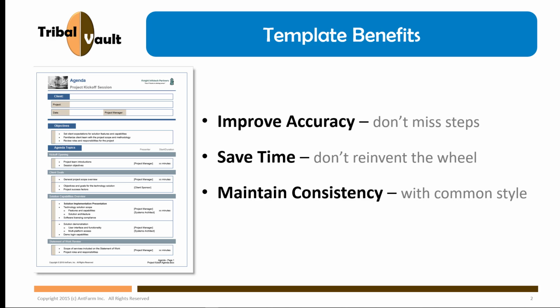First, they help your team improve accuracy. By building out checklist templates, for example, you make sure that they don't miss important steps. Templates also save you time. By building templates for agendas, for example, you're not reinventing the wheel with each project kickoff meeting or each recurring session you have with clients.